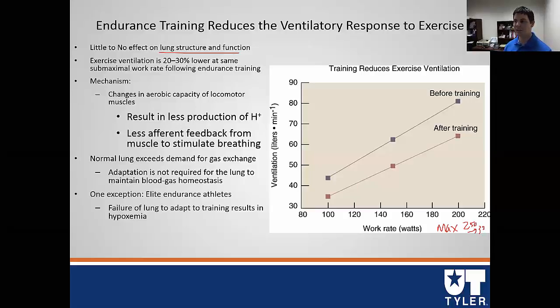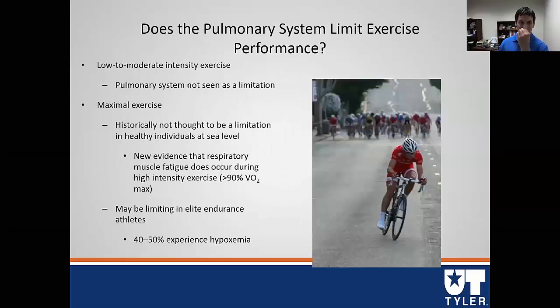However, it's interesting to note that this isn't quite the case with everyone, right? In some elite, and I mean elite, high-end endurance athletes, as we talked about, training can result in hypoxemia. So why is that? Again, at low to moderate intensity exercise, the pulmonary system is more than sufficient. We have no problems getting enough oxygen in the blood. At maximal exercise, it's historically been thought not to be a limitation in healthy individuals.